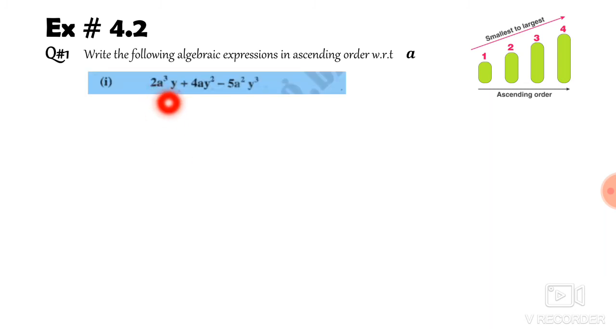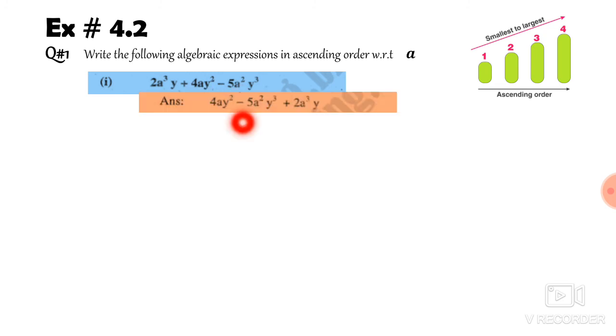2a cube y plus 4ay square minus 5a square y cube. We have to arrange with respect to a. Here the exponent of a is 3, a exponent 1, a exponent 2. So we will write this term first. Answer will be 4ay square, then minus 5a square y cube, and then 2a cube y. Okay, we have to arrange according to the variable a.